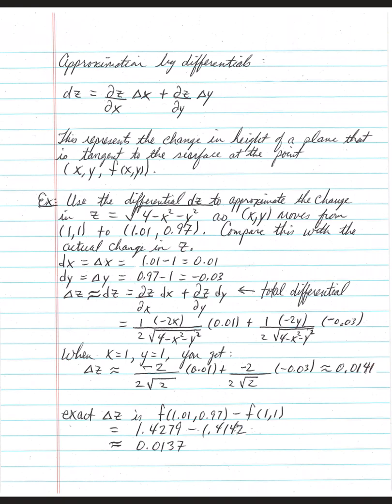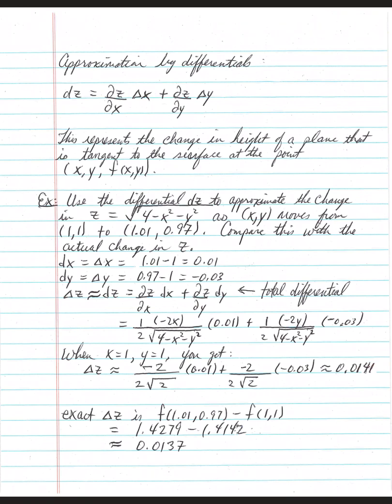So anyway, if you want to calculate them by hand, that's fine. 1.01 minus 1, that's the change in x. 0.97 minus 1, that's the change in y. Now, back to our total differential. We're going to take the partial derivative of this function with respect to x times dx, plus the derivative of this function with respect to y times dy, or delta y. We're going to follow this formula at the top of the page.